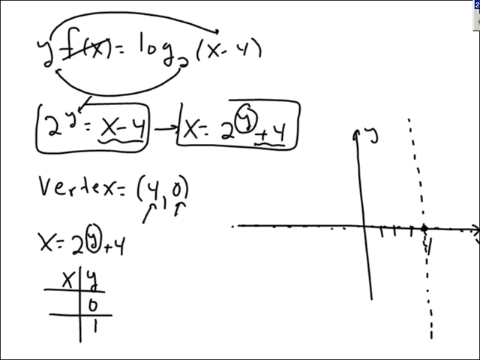Well, if y is 0, 2 to the 0 is 1, plus 4 is 5. If y is 1, 2 to the 1 is 2, plus 4 more is 6. So when x is 5, I go up 0, and when x is 6, I go up 1. Now remember, those are my two axes that I'm going to think of when I draw this. I have to get closer and closer to the y-axis, the new y-axis. All right, there's my graph.